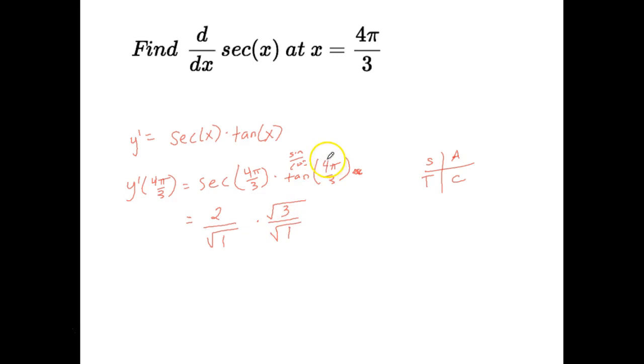Okay, let's just see if these are positive or negative. That's going to put us in the third quadrant. Tangent is positive, so this stays positive. Secant is negative, because it's the same as cosine. So we're going to put a negative on it. We're just going to multiply across. Negative 2 square root of 3 over square root of 1 times square root of 1 is 1. So our answer is negative 2 square root of 3. That is the slope at that point.